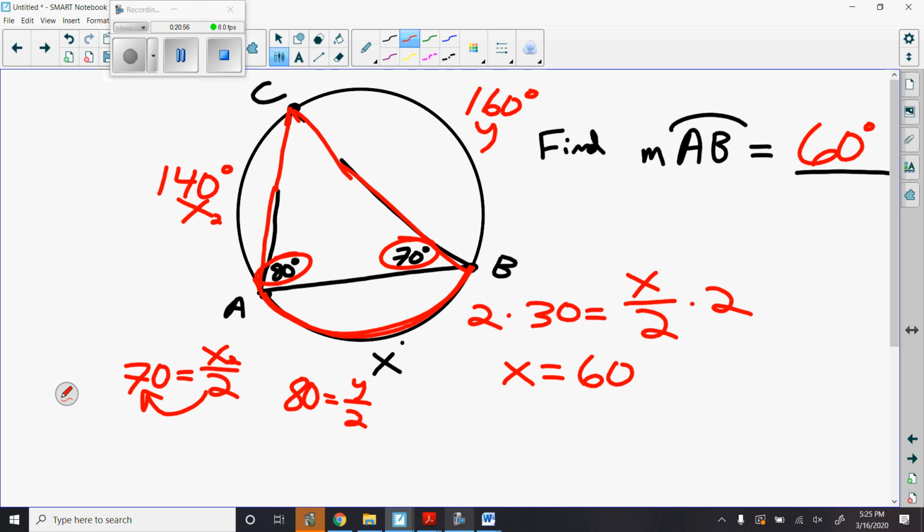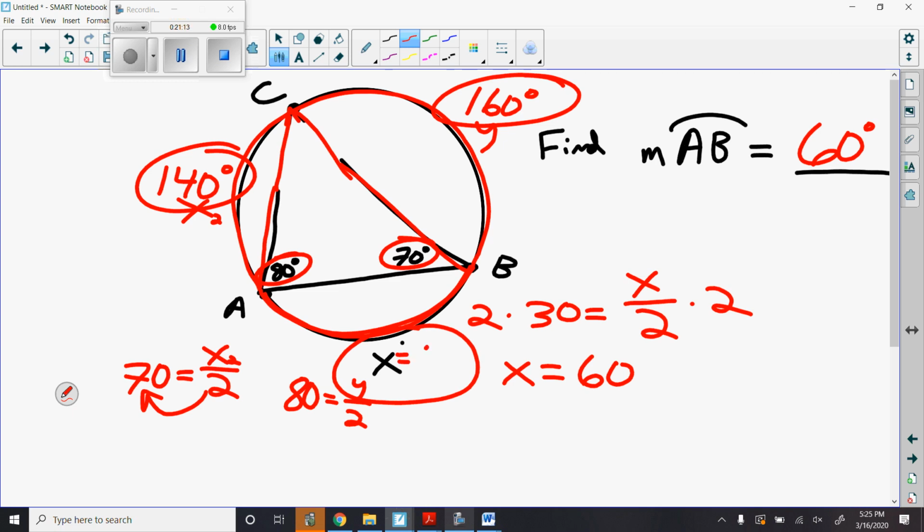Well, I know the total bend of a circle has to be 360 degrees. So 140 plus 160 is 300. The total bend is 360. 360 minus 300 would make this x equals 60. And I could get it that way. Okay, so more than one way to solve that. Both are kind of interesting ways to look at it.